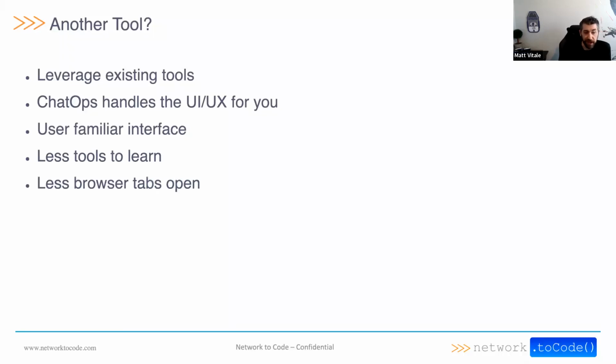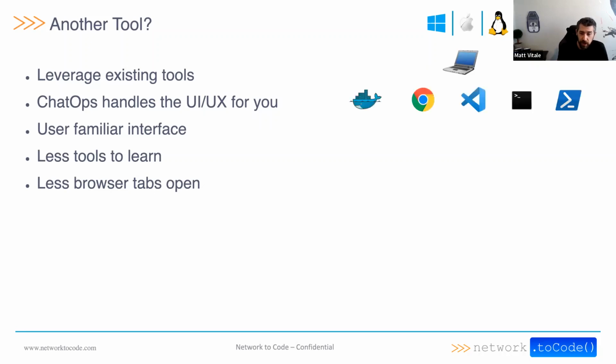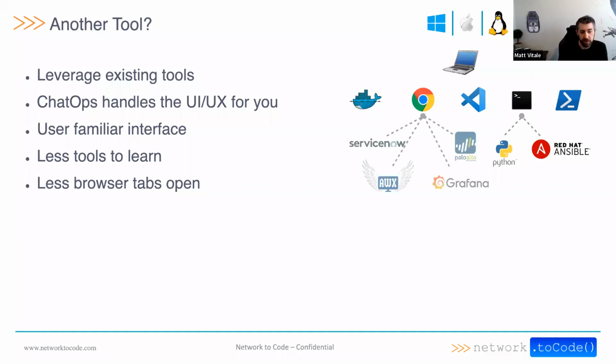Lastly, there are fewer browser tabs that need to be opened, which I think we can all agree is a good thing. For example, a typical user will have a laptop running either Windows, OS X, or Linux. From there, they may have various other tools already installed, such as Docker, Chrome, Visual Studio Code, PowerShell, etc. These tools can even drill down further, running other tools like Python or Ansible from the terminal. The same can be said for web browsers, where other tools such as ServiceNow, Ansible AWX, Grafana, Palo Alto Panorama, all of those are accessed from a web browser.